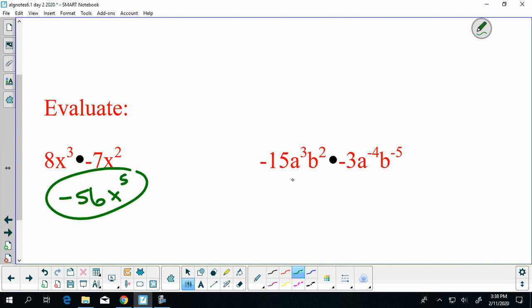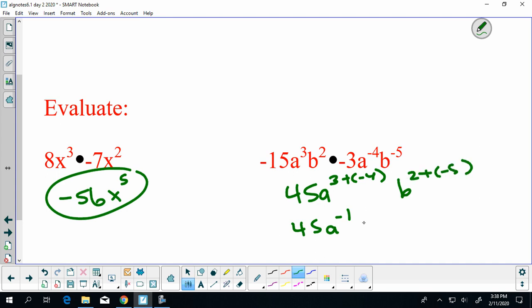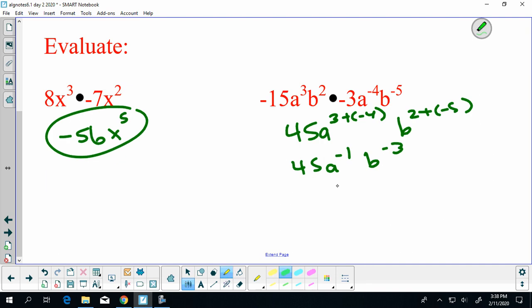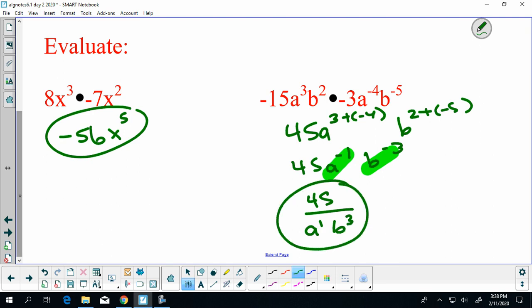Everybody's happy there. Negative 15 times negative 3 is 45. A to the 3 plus negative 4 is going to be a to the negative 1. And he's going to have to be moved. And b to the 2 plus negative 5 is going to be b to the negative 3. Those two both need to be moved because they're both unhappy. The 45 is going to stay on top. So 45, a to the first, b to the third is the final answer there.